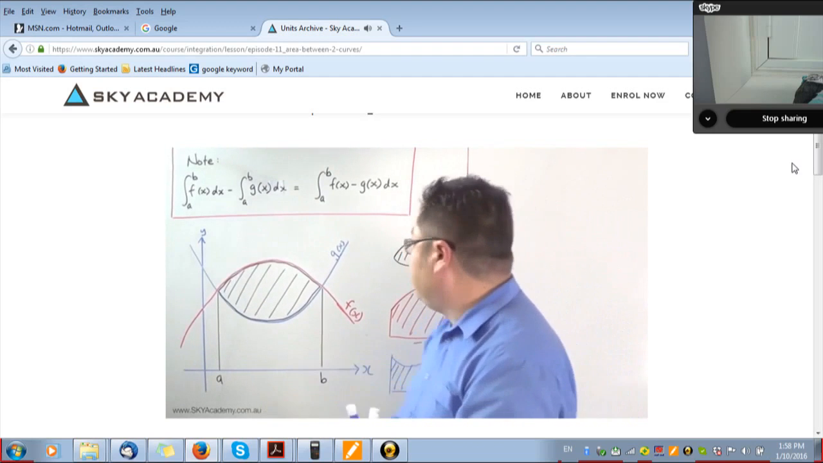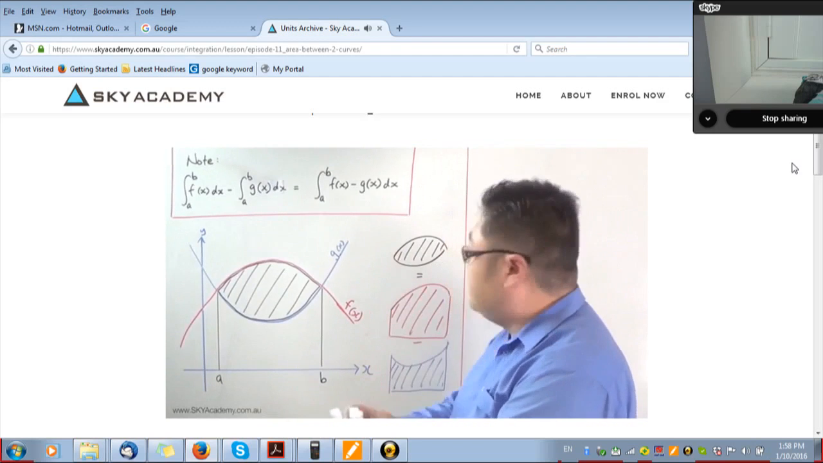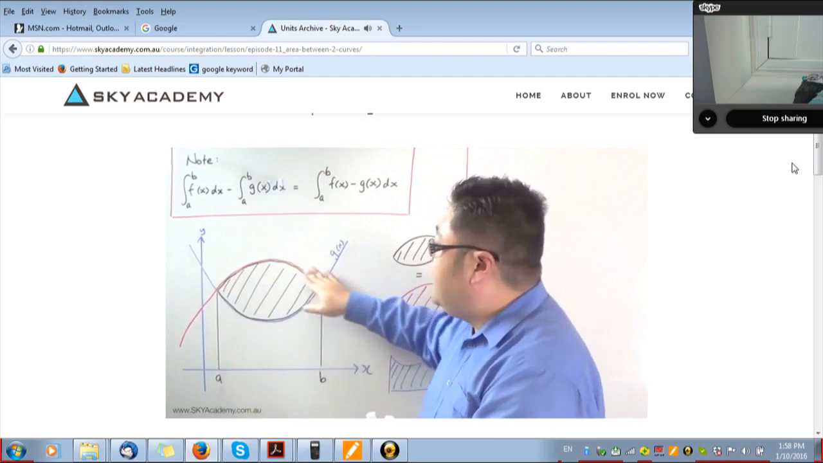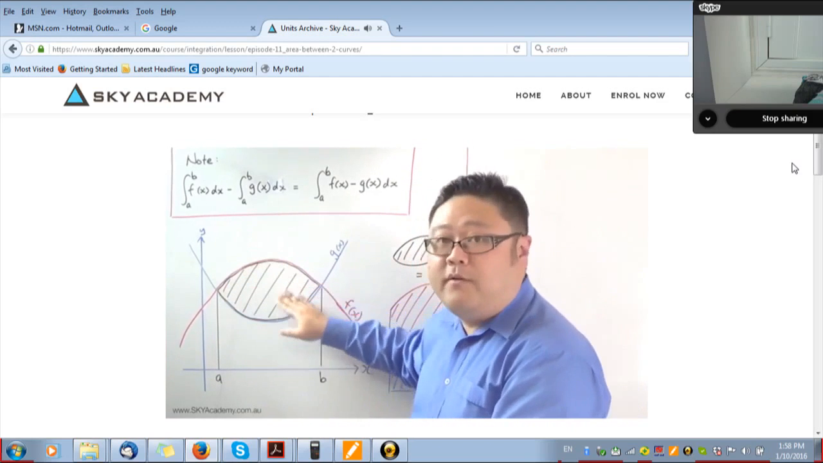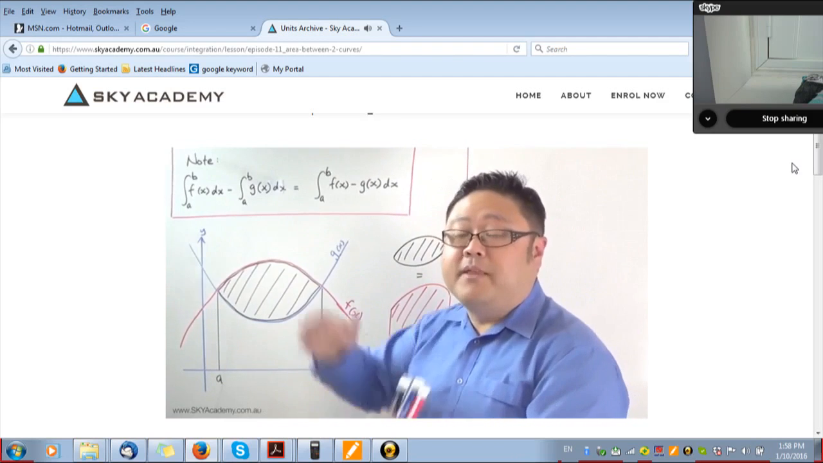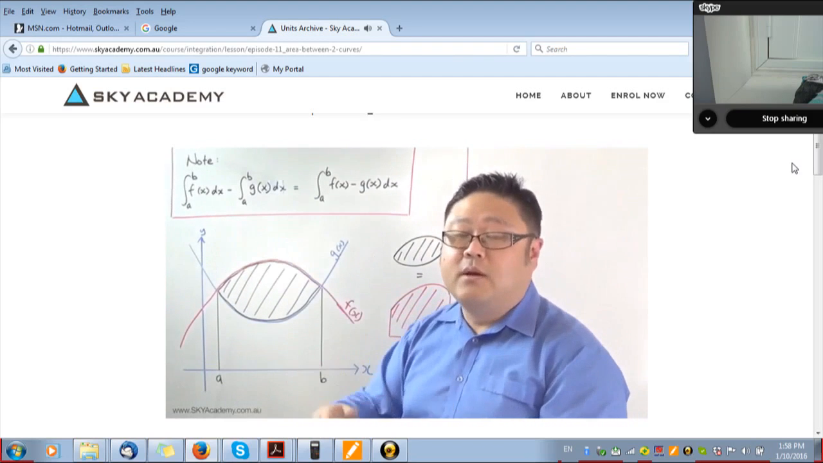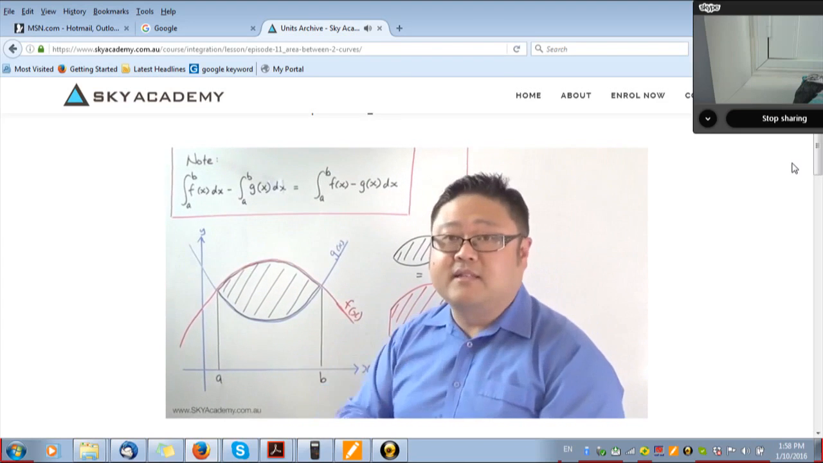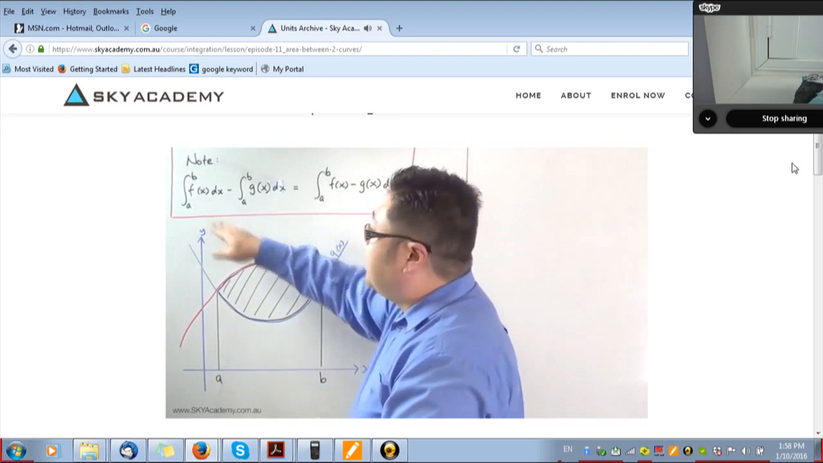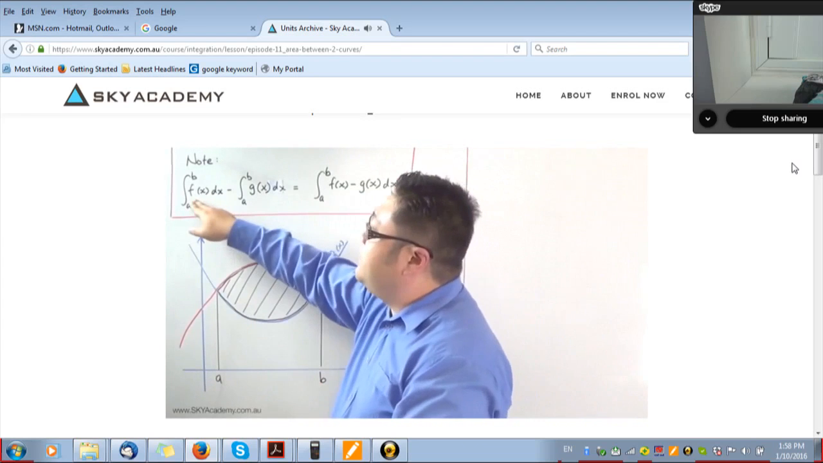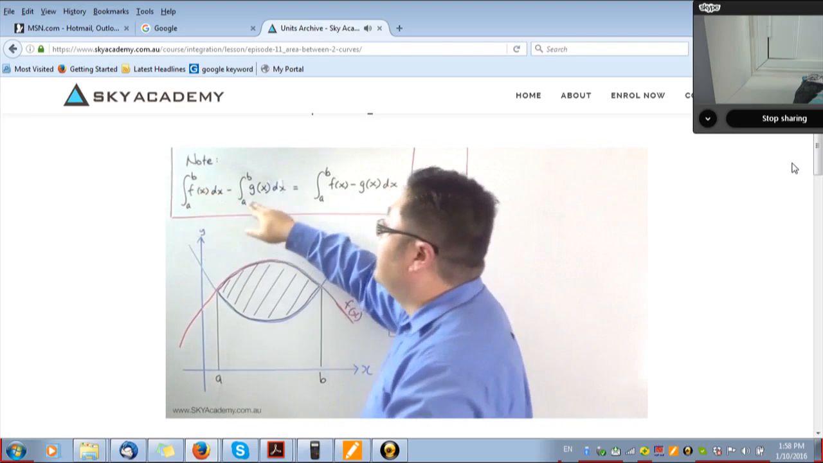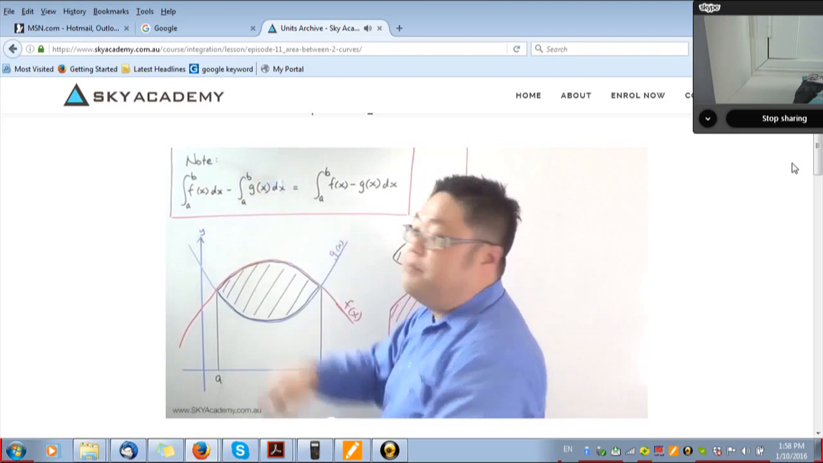Yeah. So basically, as long as you've got the same limits, from A to B, what you have is the integral of the top curve minus the integral of the bottom curve. The area bounded by the top curve and the x-axis minus the area bounded by the bottom curve and the x-axis. Does that make sense? Cool. So the area between two curves is given by the integral of f of x between A and B minus the integral of g of x between A and B.